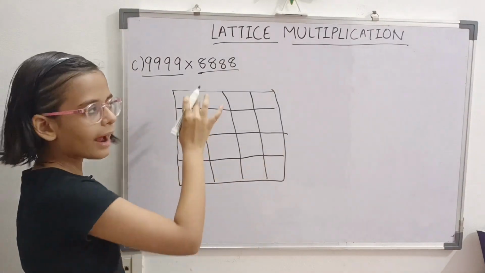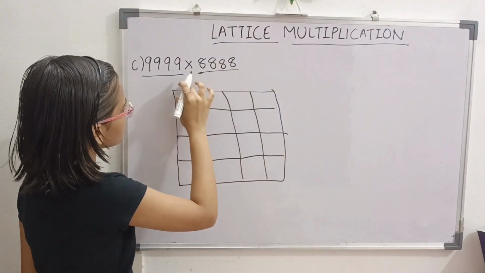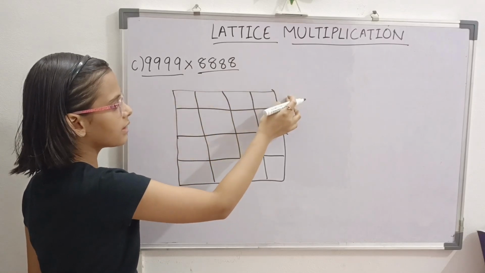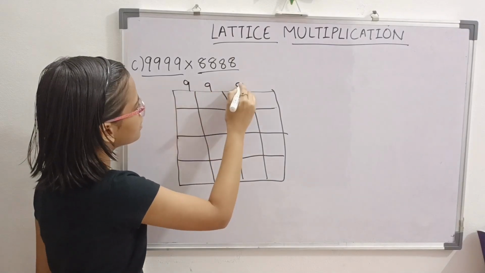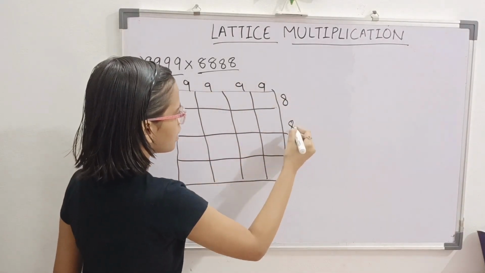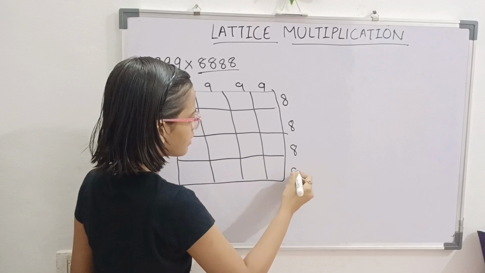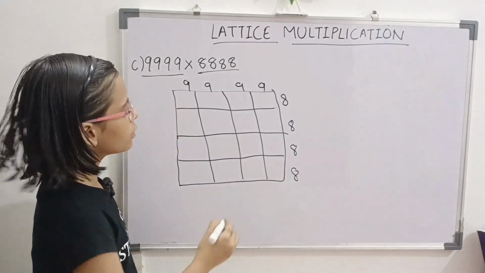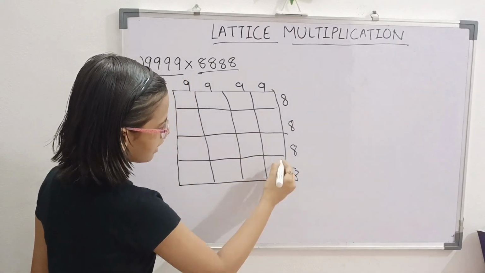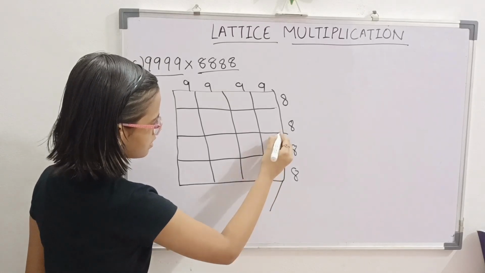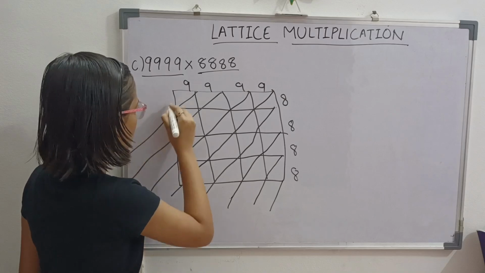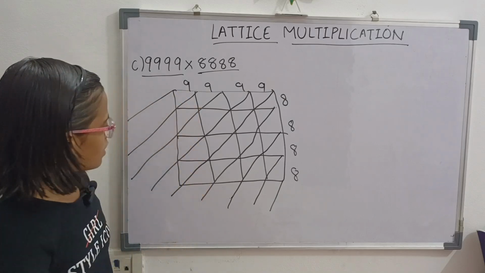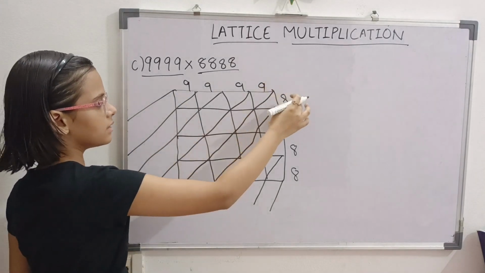Now we have to write here 9999 and here 8888. Now we have to draw lines like this. Now we have to multiply these numbers.